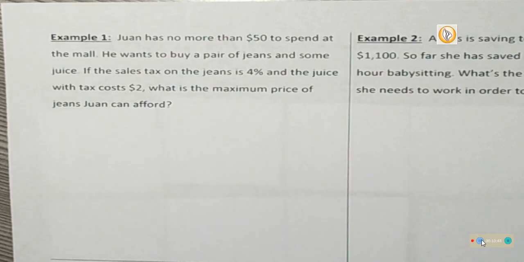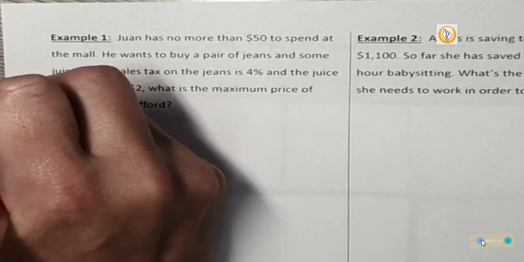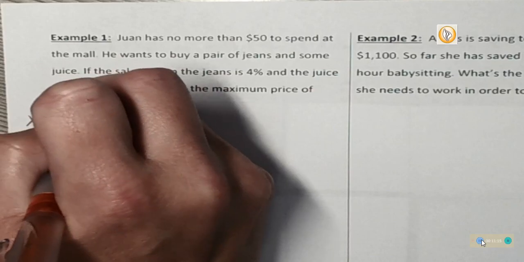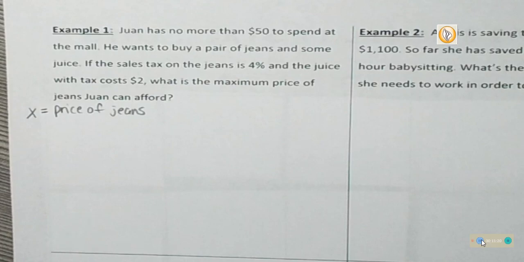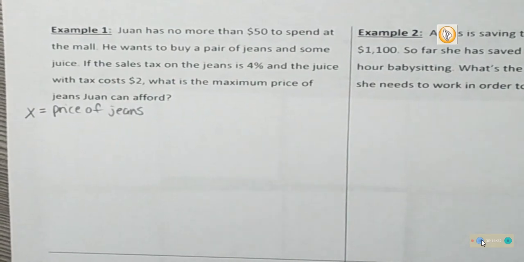It says Juan has no more than $50 to spend at the mall. He wants to buy a pair of jeans and some juice. If the sales tax on the jeans is 4% and the juice with tax costs $2, what is the maximum price of the jeans that Juan can afford? What is the variable that you don't know, that you're trying to figure out? So your X is the price of the jeans. That's what you don't know that you need to know for Juan.